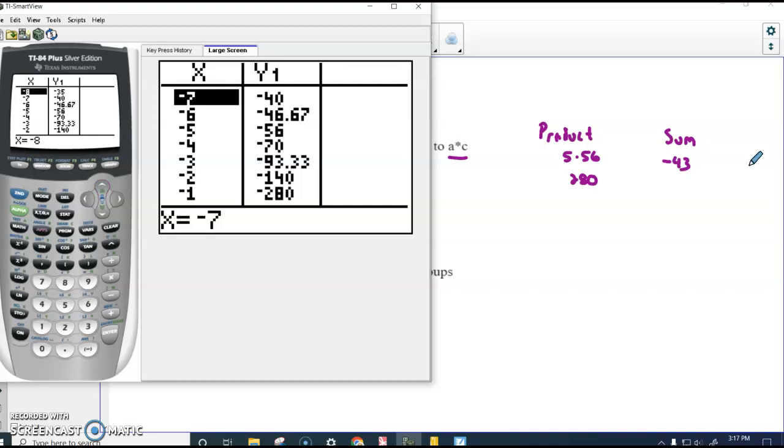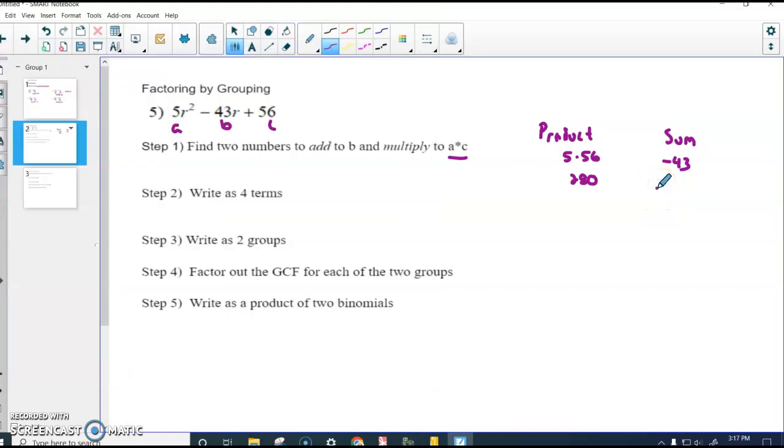Negative 7, negative 47, negative 8, and negative 35. That looks like that's our magic number. So we are looking at negative 8 and negative 35.